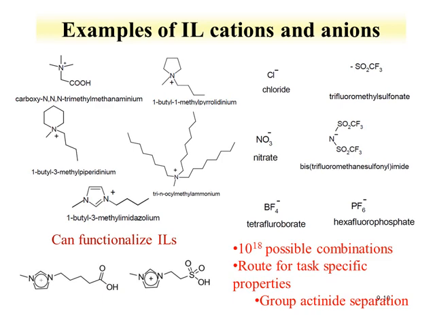From the literature, one can see that there are 10 to the 18th possible ionic liquid combinations. It's an extremely large number and opens up the possibilities of task-specific ionic liquids, including group actinide separations.